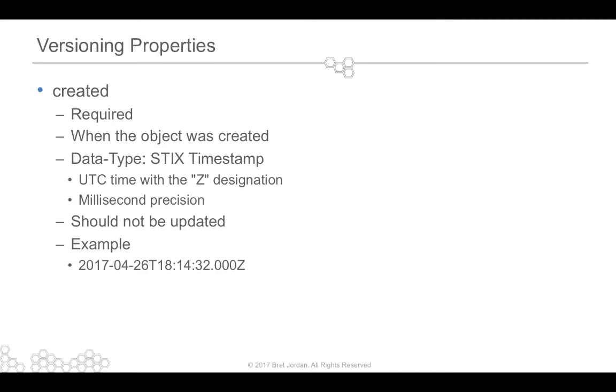The created property is required on all objects and is used to capture the date and time of when an object was first created. The data type for this property is a STIX timestamp, which means the value must be in UTC time with the Z designation. And because this timestamp is used for versioning, it must also use millisecond level precision. As a general rule, the created timestamp should not be updated in future versions of the object. The created property is one of 3 properties used in versioning. For more information, please see the video on STIX versioning.